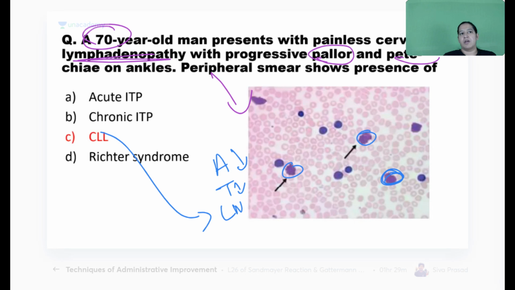Never forget to take clues from the question. So there are 4 clues: old age, lymphoadenopathy, anemia, and thrombocytopenia. And along with this image, it is typical CLL, nothing else.